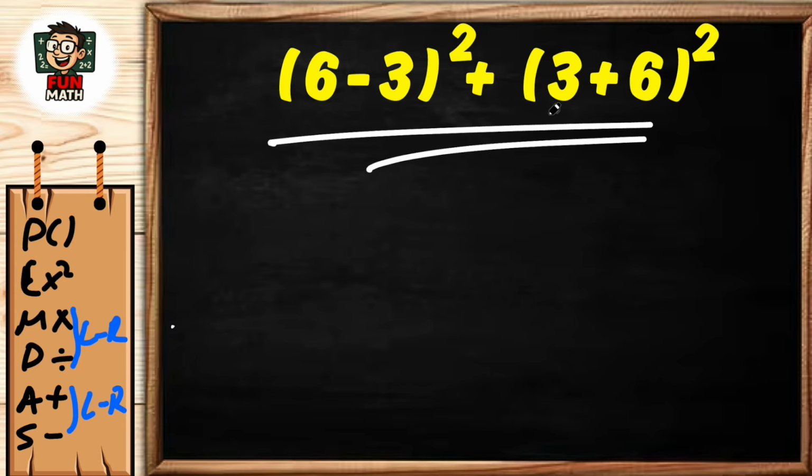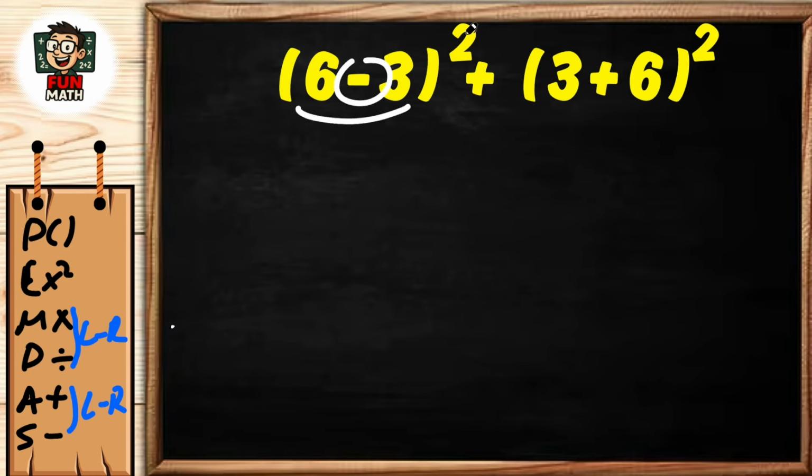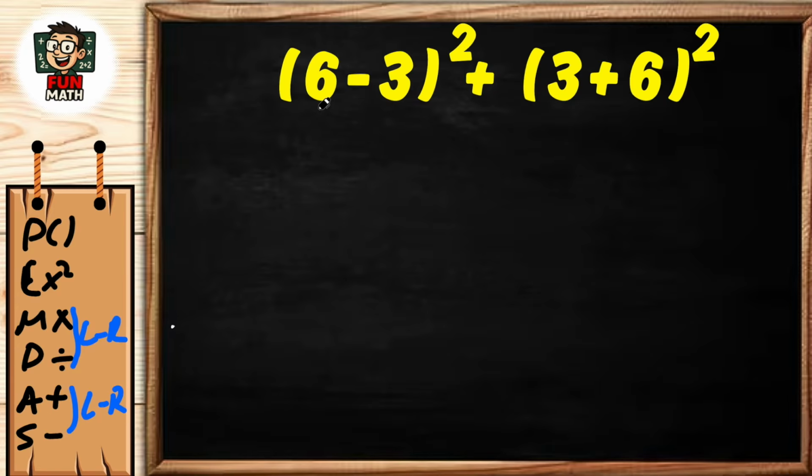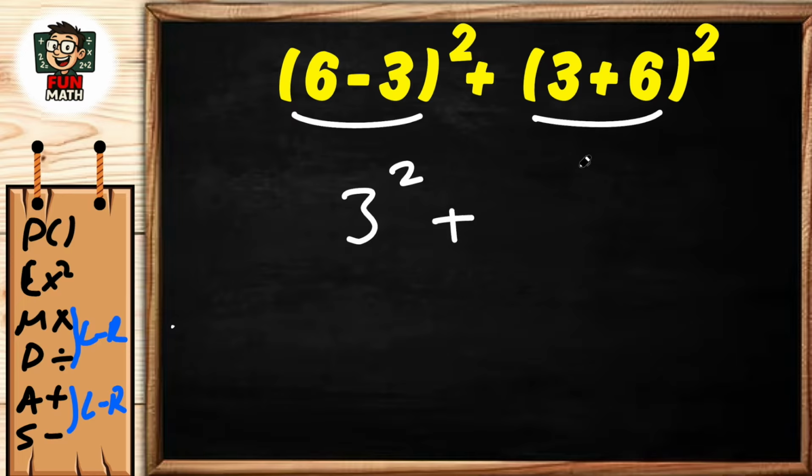What operations are there? Parentheses, subtraction, exponent, addition, parentheses, addition, exponent. What should be the first? Of course, we'll solve the parentheses. The first parenthesis, 6 minus 3 equals 3, to the power of 2. Plus, second parenthesis, 3 plus 6 equals 9, to the power of 2.